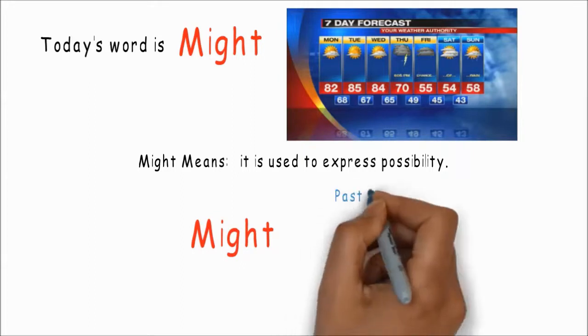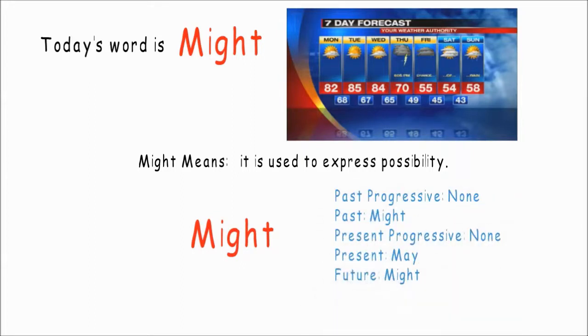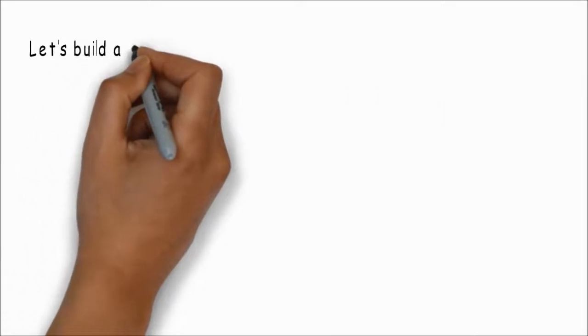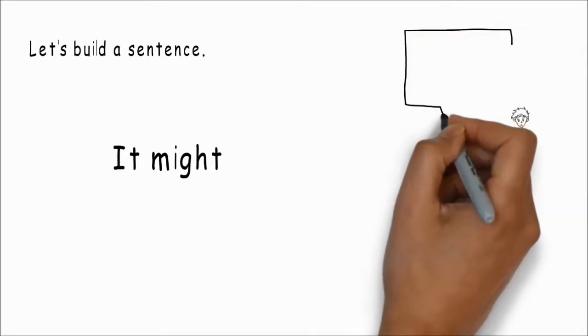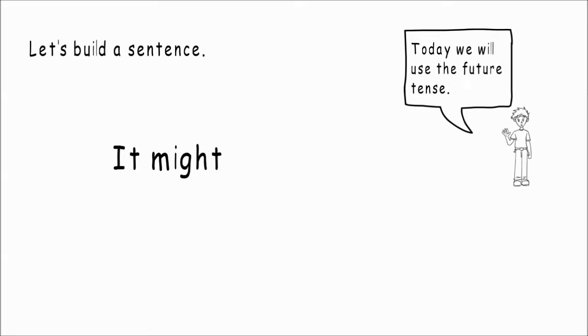Might. Past progressive, none. Past, might. Present progressive, none. Present, may. Future, might. Interesting. Past and future are the same. Let's build a sentence. It might. Today, we will use the future tense, even though it's the same as the past, but you will see.